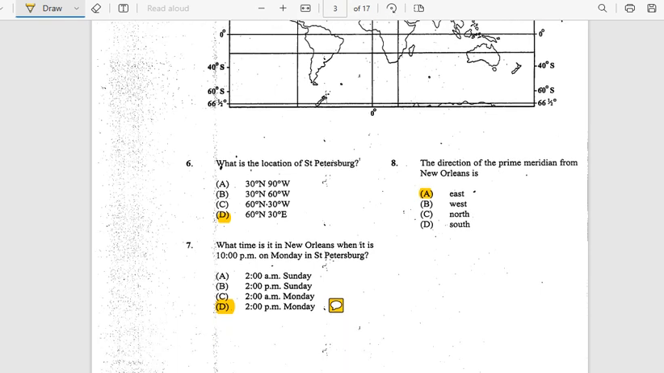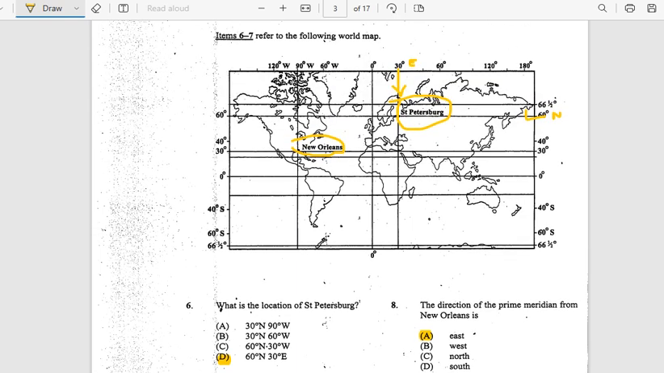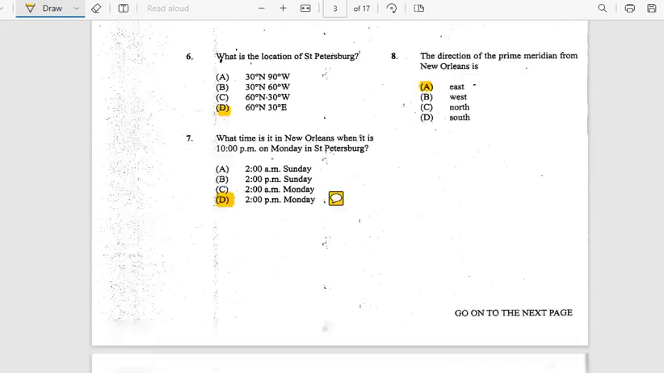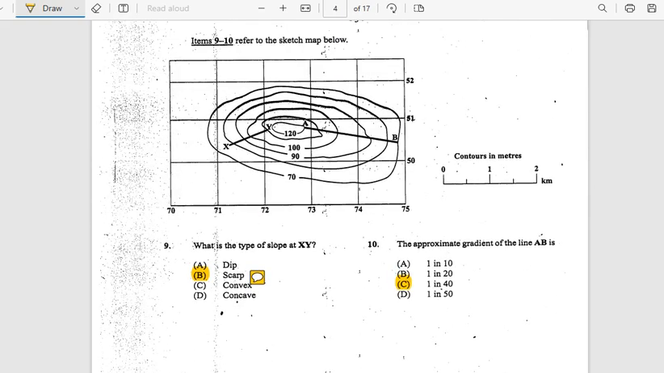Number 8. The direction of the prime meridian from New Orleans is. So we have New Orleans, and the prime meridian from New Orleans, we have west, south, and east. So it would be east, guys. Number 9. What is the type of slope XY? We have X to Y right here, and this is a scarp slope.